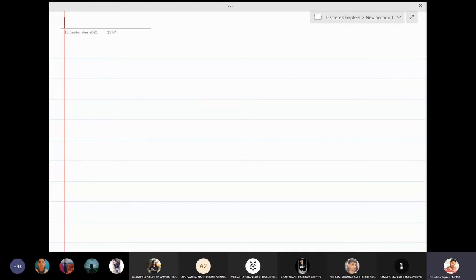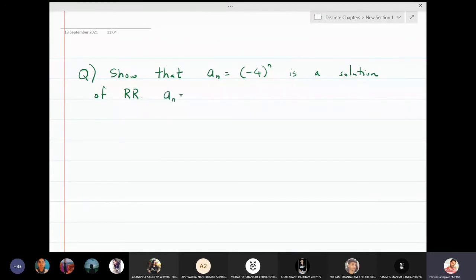Okay, so in this lecture, we are going to discuss verifying whether the given sequence is a solution of a recurrence relation or not. So the question is: show that the sequence a_n = (-4)^n is a solution of the recurrence relation a_n = -3a_{n-1} + 4a_{n-2}. Okay, so you just have to verify it.